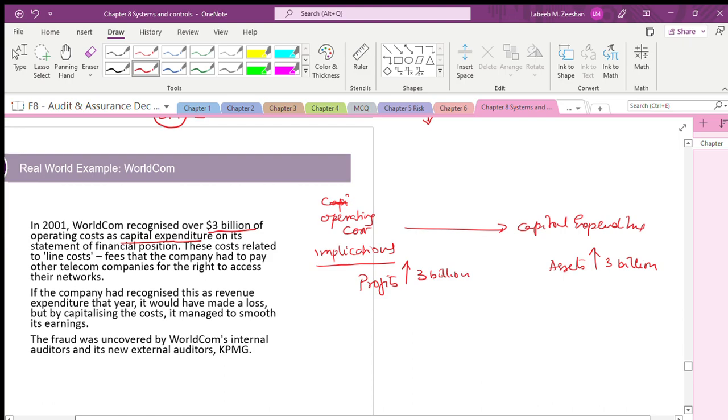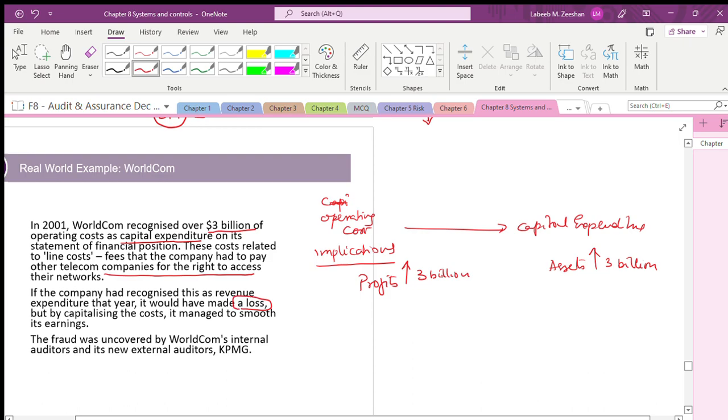These costs related to line cost, fees that the company has to pay to other telecom companies for the right to access the network. You are accessing the network of other companies, and by accessing the network of other companies, we generate income. It is on a year-to-year basis. If the company had recognized this as a revenue expenditure that year, it would have made a loss.